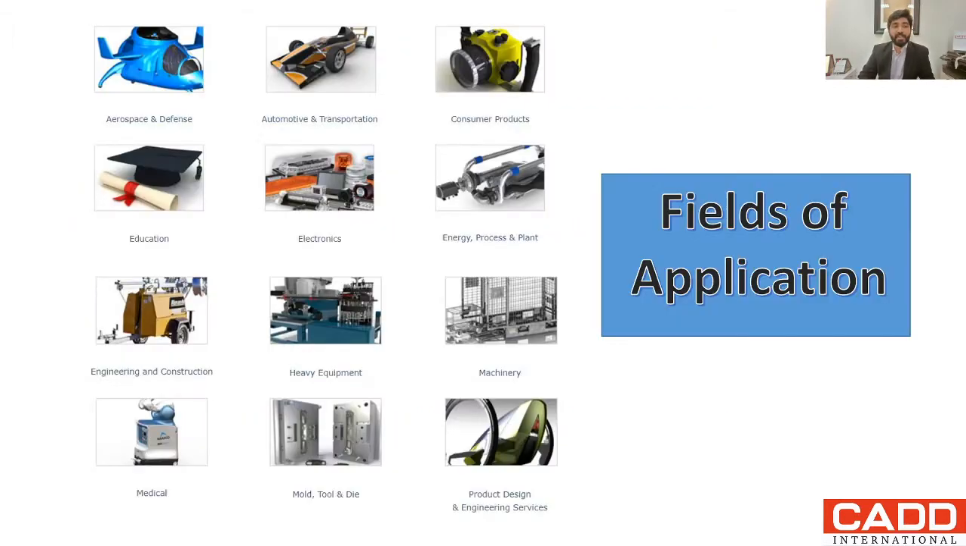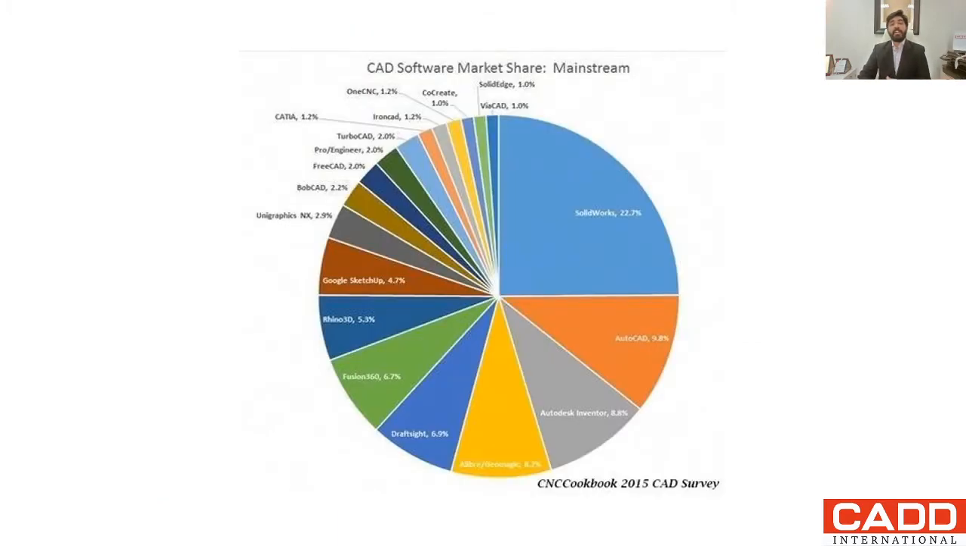These are the fields of application, starting from automotive, and it extends its application to consumer products, the medical field, and mold, tool and die. Here you can see the CAD software market share. It is clearly visible that the major share is occupied by SolidWorks. So it is so widely used around the globe.